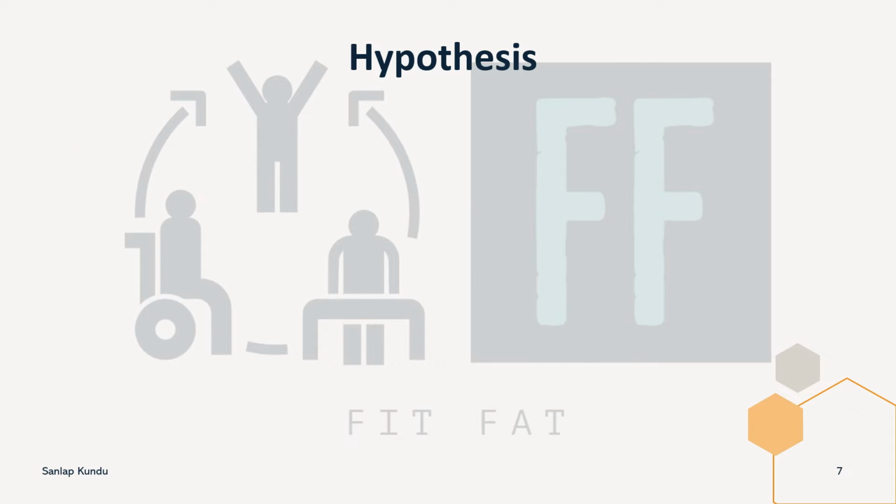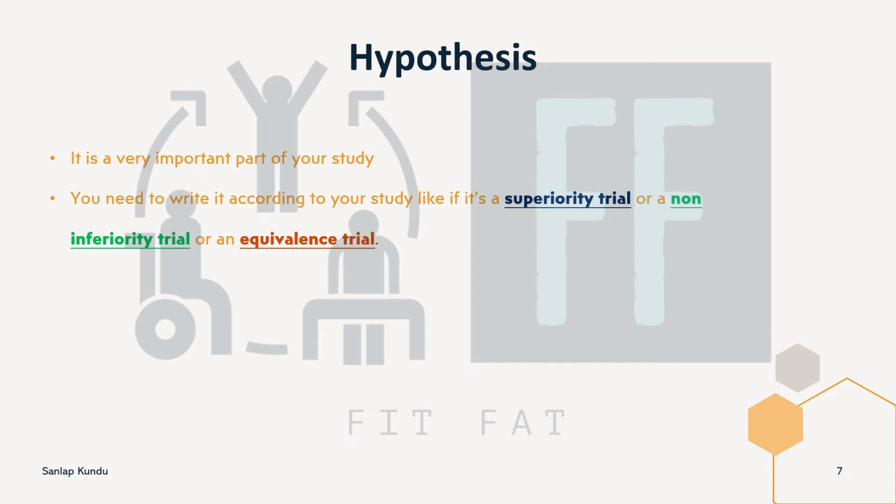This is one of the most important parts of your synopsis writing, that is your hypothesis. Now, you need to write your hypothesis according to your study, like if it's a superiority trial or a non-inferiority trial or an equivalence trial. Now, in my previous example, if I'm assuming that Y therapy is superior over X therapy, then I'm doing a superiority trial. But if I'm assuming that Y therapy is not inferior to X therapy, then the trial is a non-inferiority trial. But when I'm assuming that Y therapy is equivalent to X therapy, then I'm performing an equivalence trial.